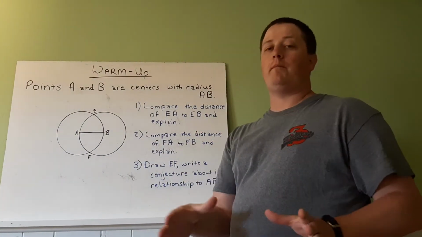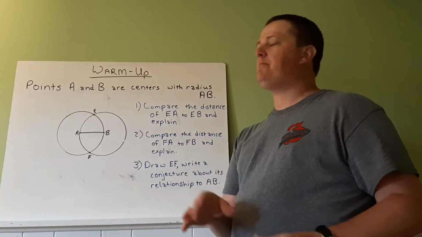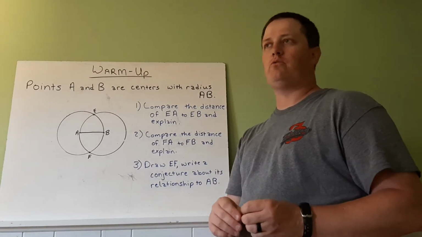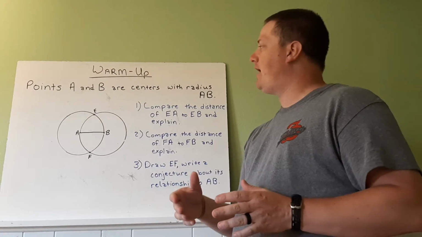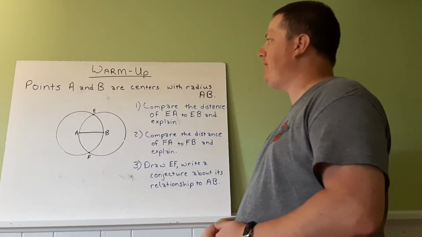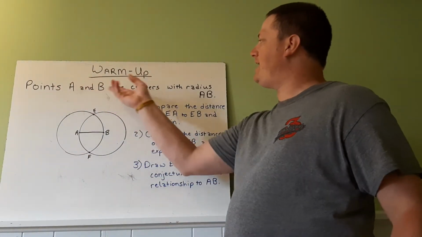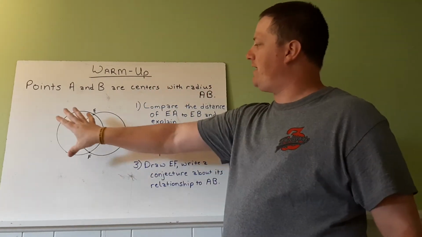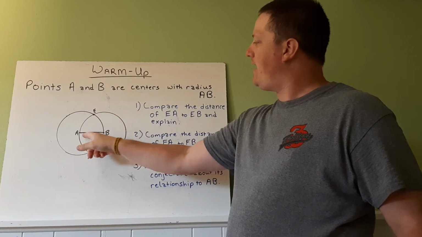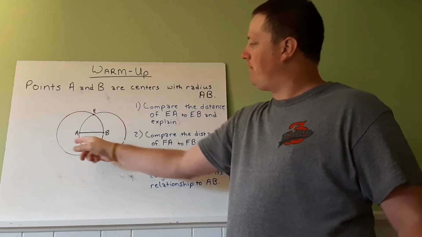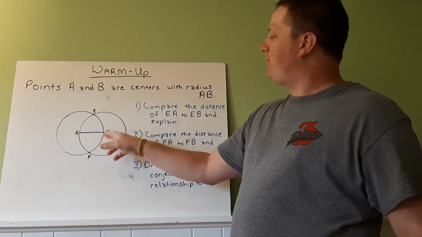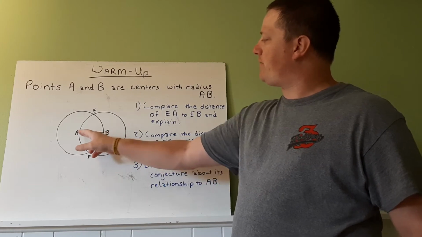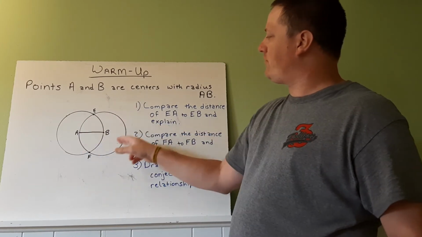All right, so your warm-up that I need you to try and do your best on, and then bring to school tomorrow so that we can talk and build on, is this. Points A and B are centers of circles with radius AB. So we have circle A here with center A, and the radius is AB going around. And then we have circle B here. Here's our center B with radius, again, AB, and the circle going around.